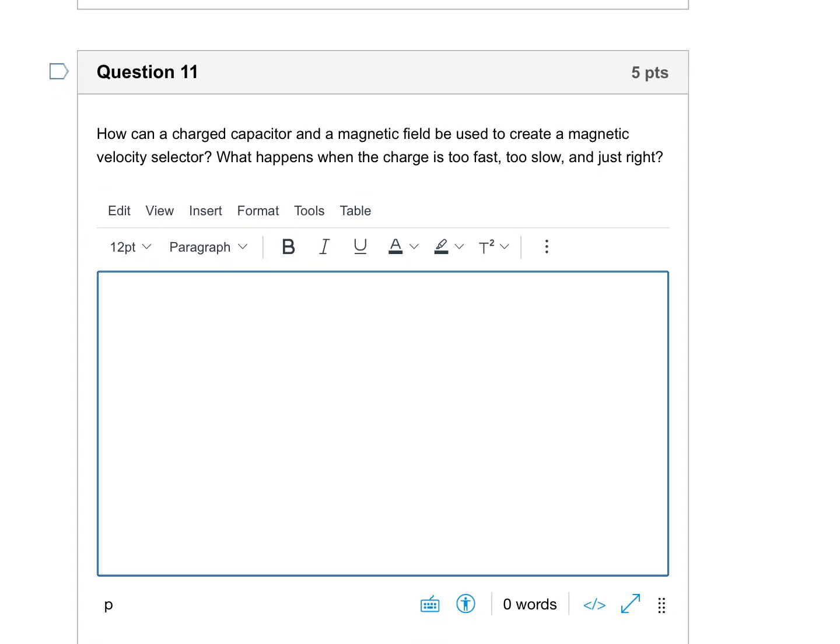How can a charged capacitor in a magnetic field be used to create a magnetic velocity selector? I'm going to draw a velocity selector. First off, my capacitor, which is going to have a positive side and a negative side. As such, it creates an electric field from high to low. The magnetic field, I want that to be into the page.